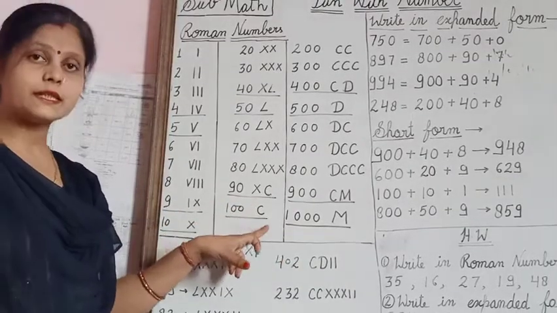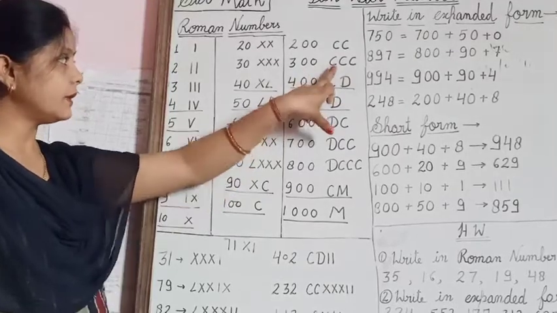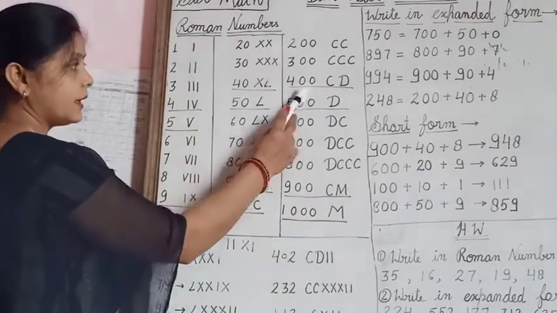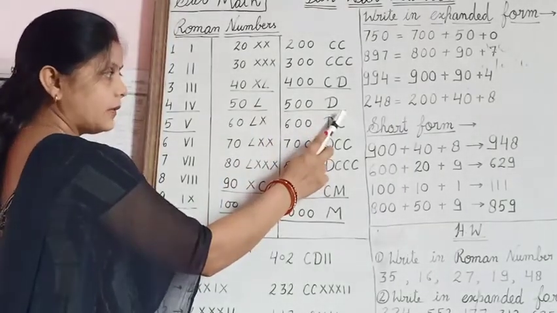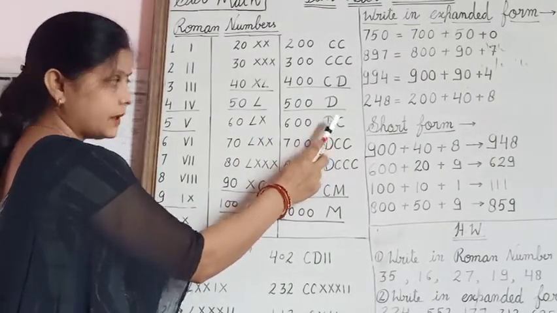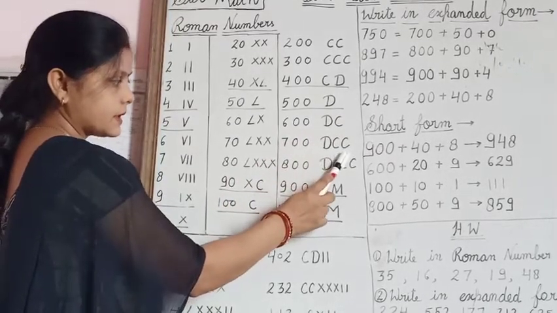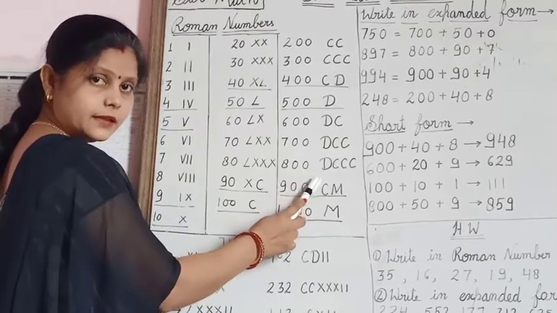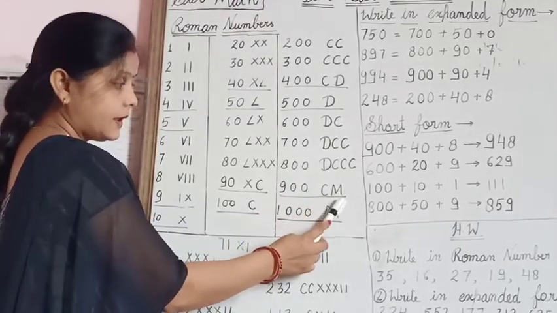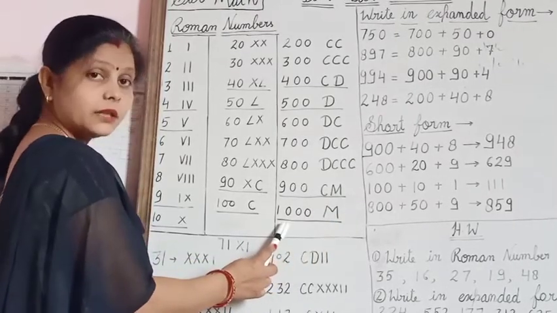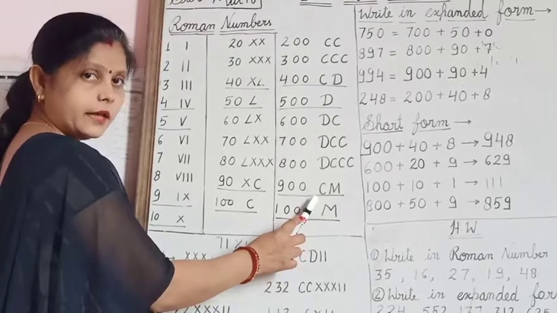Because 100 is C, 200 is double C. 300 is triple C. 400 is CD. 500 is D, because 500 has changed the number. 600 is DC. 700 is D double C. 800 is D triple C. 900 also changes, CM, because M is 1000. The change is there, so 900 also changes.